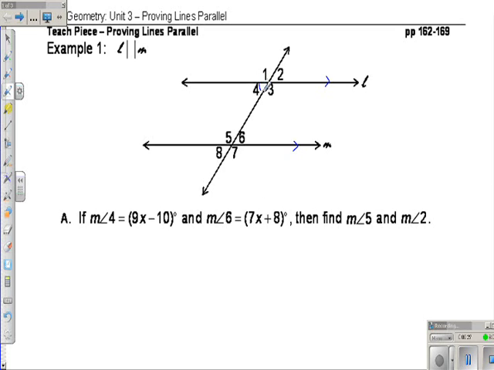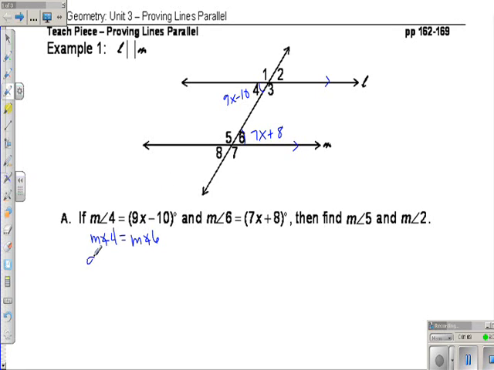Well, we know this is angle 4. Angle 6 is an alternate interior angle with angle 4. So we know that the measure of angle 4 equals the measure of angle 6. Okay? So from here, I'm going to go ahead and label, I know angle 4 is 9x minus 10. Angle 6 is 7x plus 8. Okay? Well, if I know those equal each other and I want to find the measure of angle 5 and the measure of angle 2, once I know x, I can plug in values there, and then I can figure out 5 and 2.